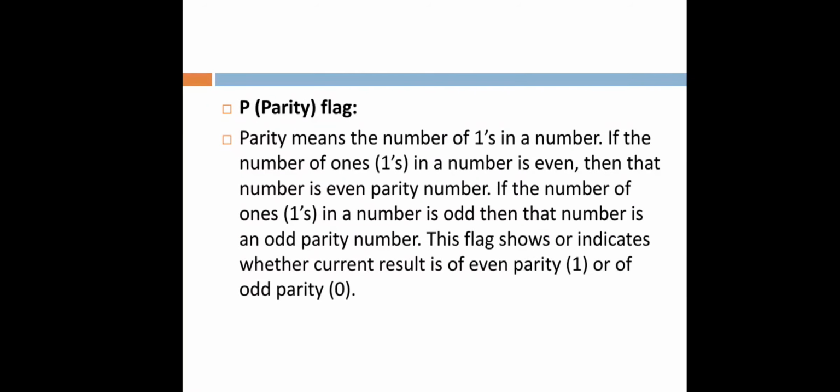Parity flag. Parity means the number of ones in the content of the accumulator, and there are two types of parity: odd parity and even parity. When the number of ones is odd, it is called odd parity, and when odd parity is there, the parity flag becomes 0. When the number of ones is even in our result, it is called even parity, and when even parity is there, the parity flag is set to 1.